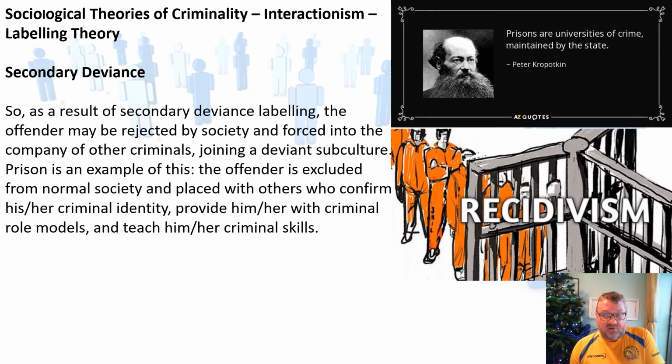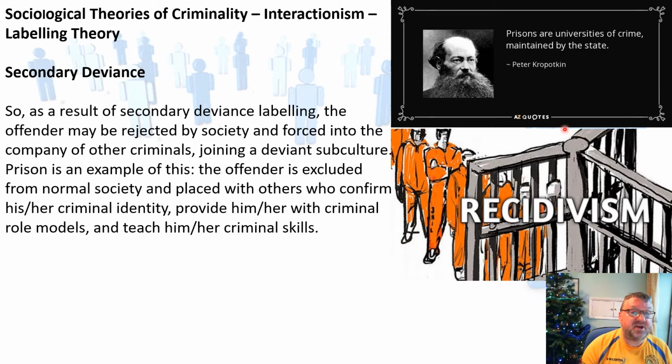So, as a result of secondary deviance labelling, the offender can be rejected by society and forced into the company of other criminals, which means they're joining a deviant subculture. A classic example of this is prison, because the offender is taken out of normal society, placed with others who then, because they are criminals, confirm his or her criminal identity. They provide him or her with criminal role models, and they teach him or her criminal skills.